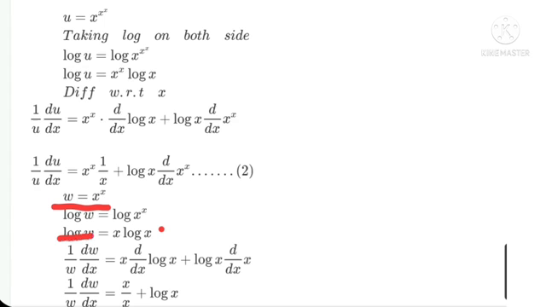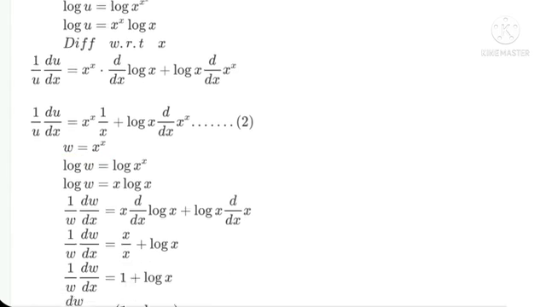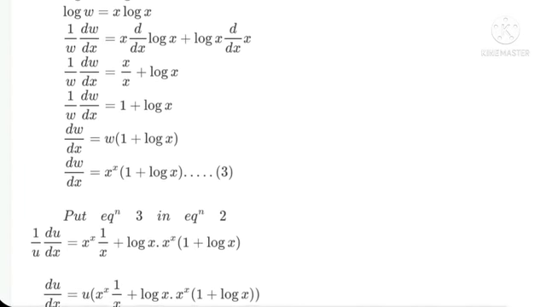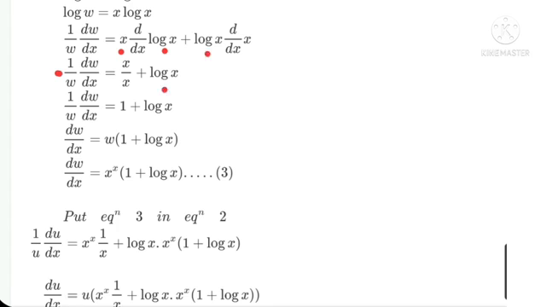What is the derivative of log w? 1 upon w into dw by dx. And here again, first into derivative of second plus second into derivative of first. So we get 1 upon w into dw by dx as it is, x into log x is 1 upon x, log x as it is, derivative of x is 1, x gets cancelled, we get 1 plus log x. Therefore dw by dx is equal to w into 1 plus log x.